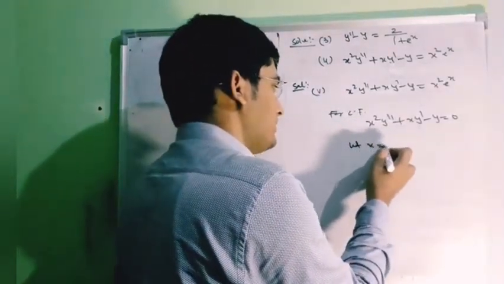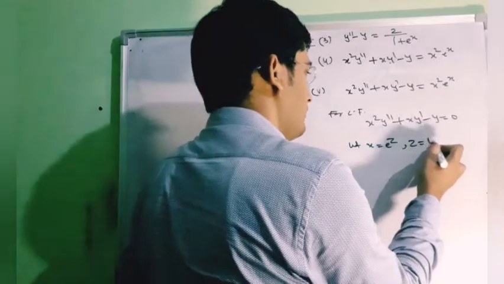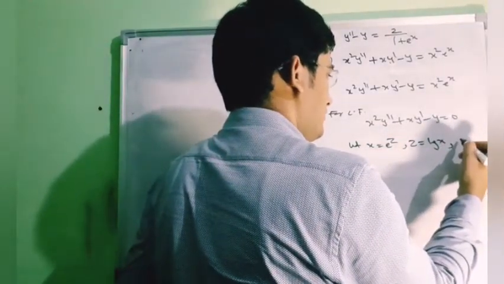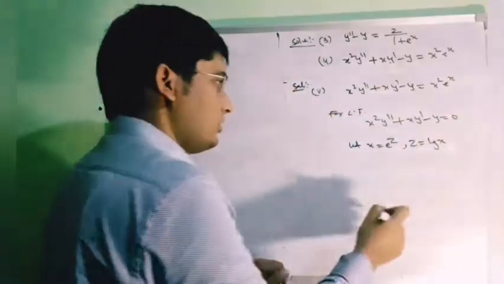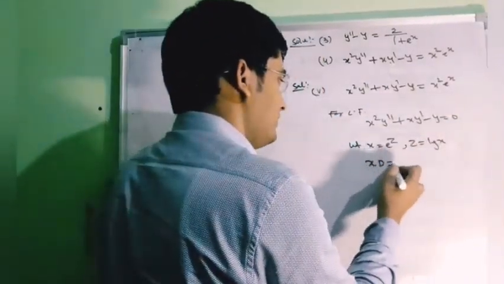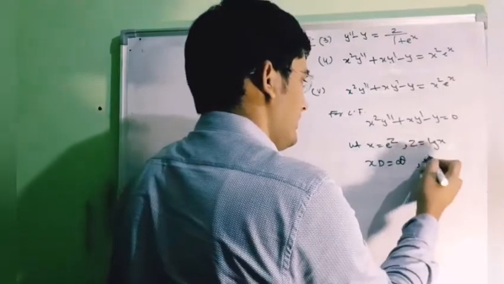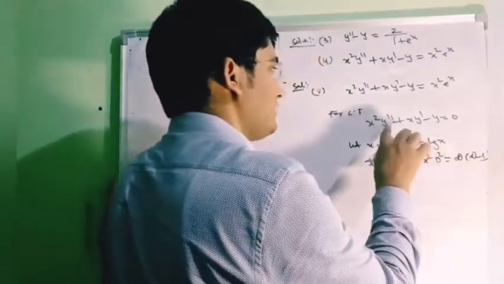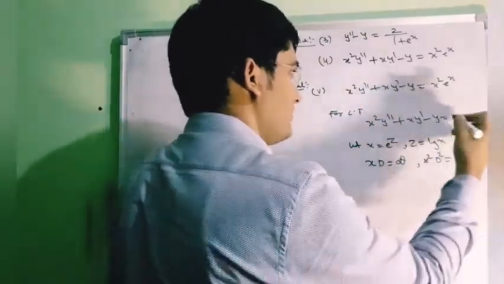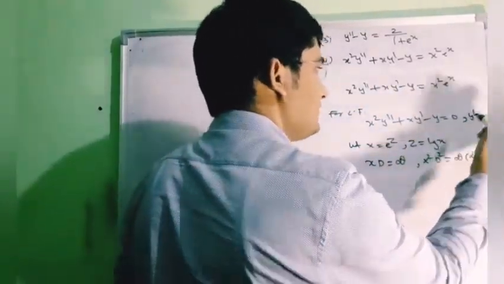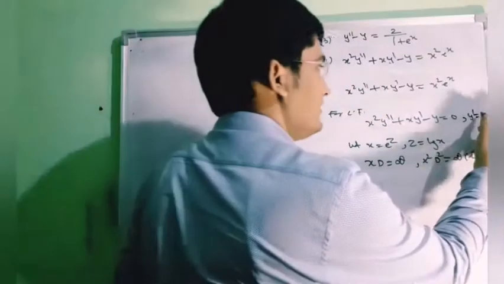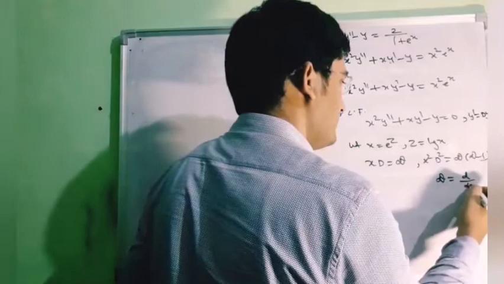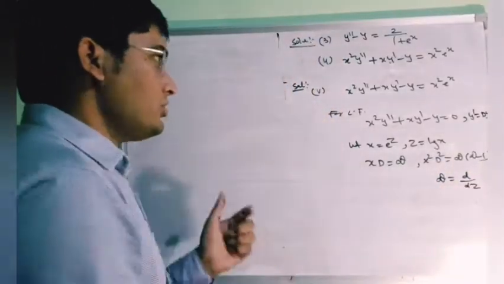For that, we will assume x equal to e to the power z. So your z will be log x. And now your x d will be, say, rounded d. X square d square will be d into d minus 1, where y dash means dy by dx is the same as dy. In our case, our rounded d is d by dz.